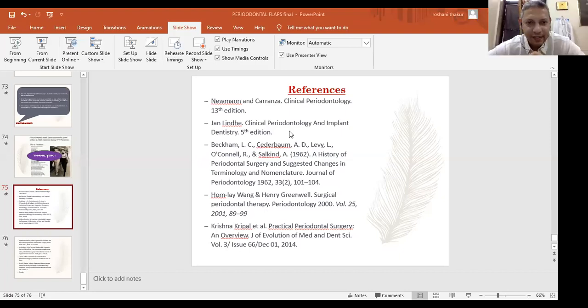The next is, how long can a flap be kept open in the oral cavity? How long? The procedure has to be as quick as possible.